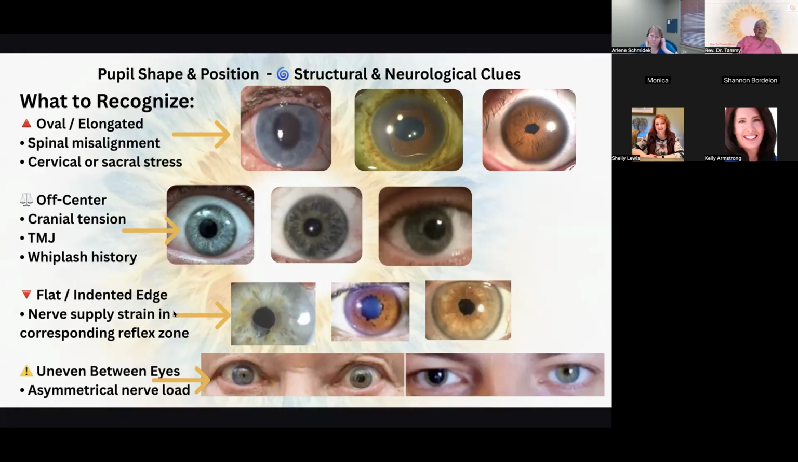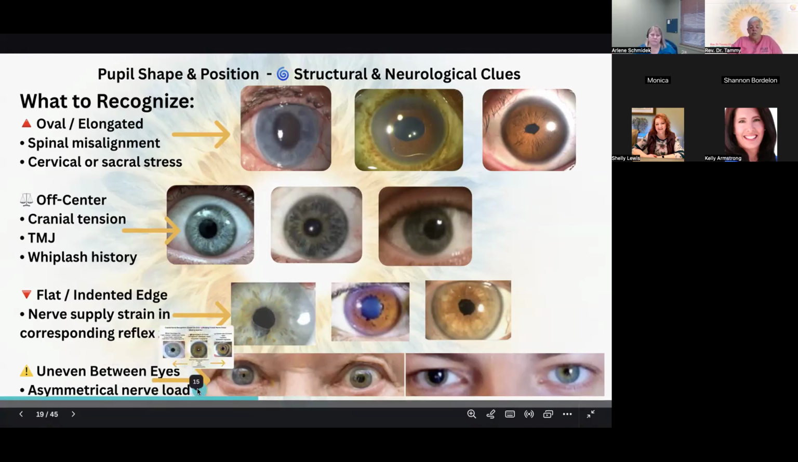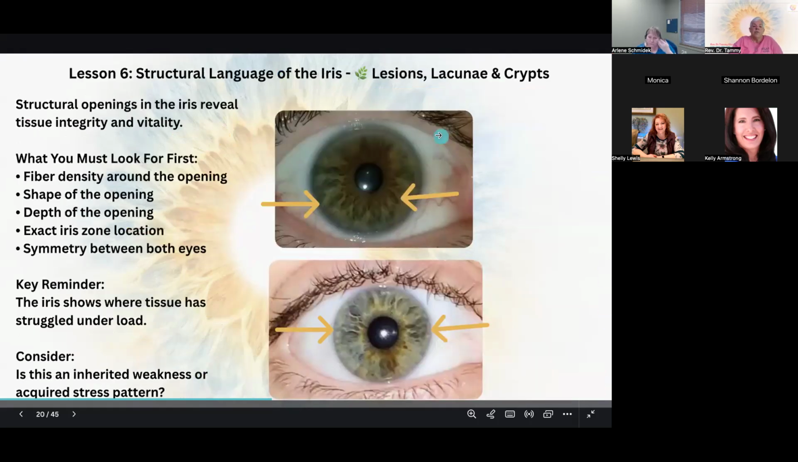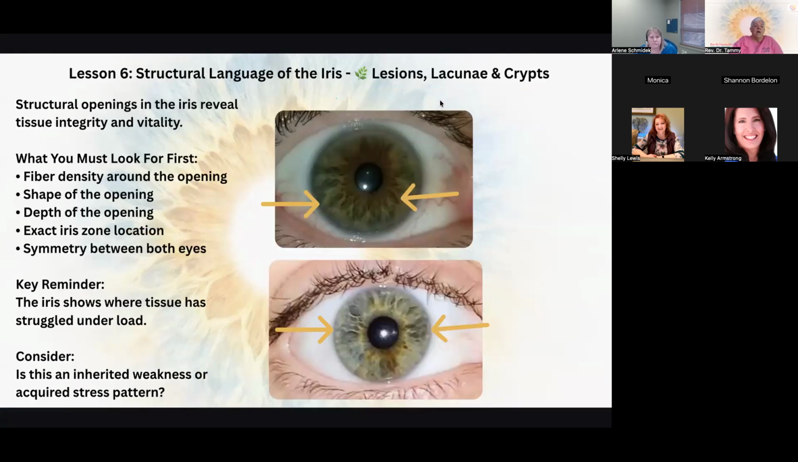So the uneven between the eyes means asymmetrical nerve load. This is a nerve issue here. So both these eyes, you can see this one's large, that one's small. This one's large, that one's small. So these are examples for you to notate.